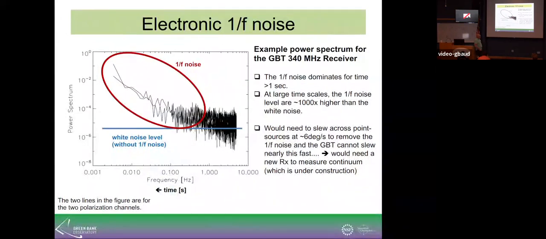Based on these tests, this other group wanted to make a measurement at 340, so they built a new receiver structure to mitigate this. That receiver is under construction and should go on the telescope this fall.